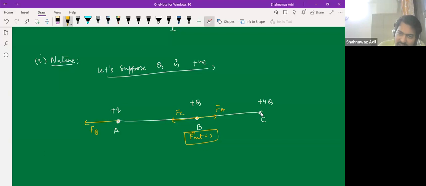And now due to C, what would be the direction of the force at this point? Right or left? Left, because it's repelling. This is plus 4Q, so again it repels this charge, right? Is that clear? Is this clear, Mir?